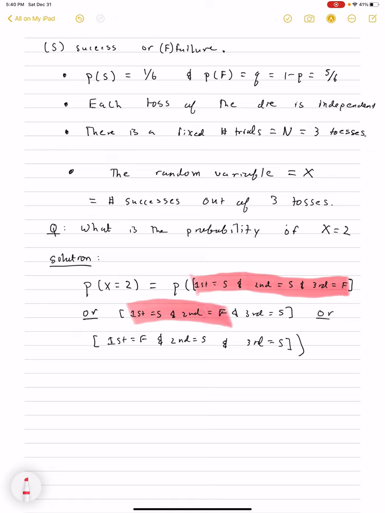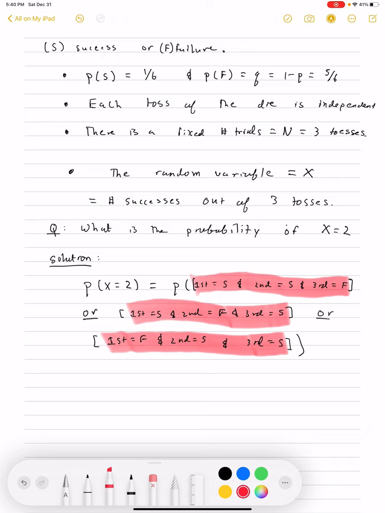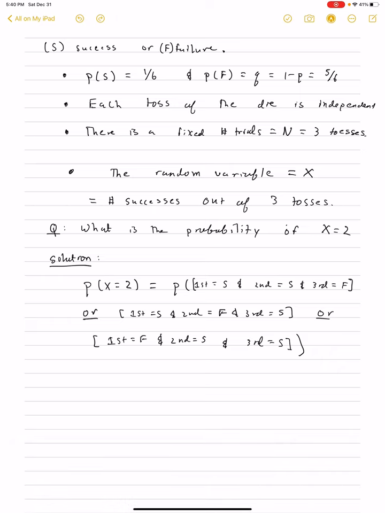Or the first is success, the second is failure, the third is success. And then the last way is failure followed by 2 successes. So those are the 3 ways in which x equals 2 can occur. I'm going to come back to the number of ways in which this can occur later. For now, I want to continue with this calculation of probability.